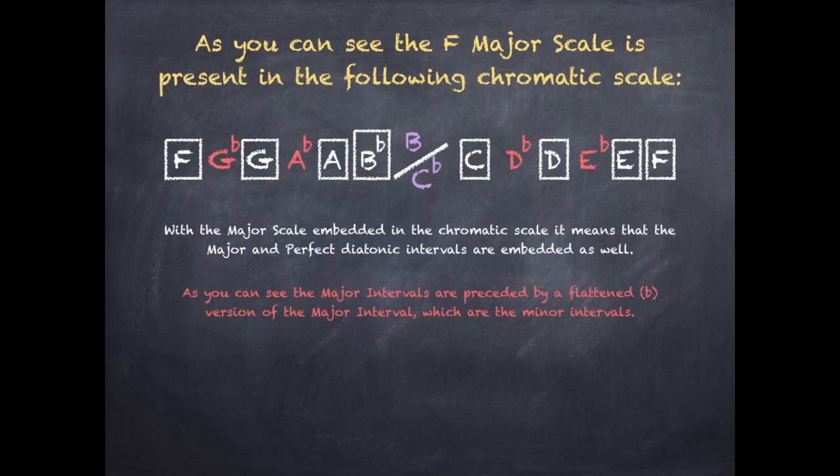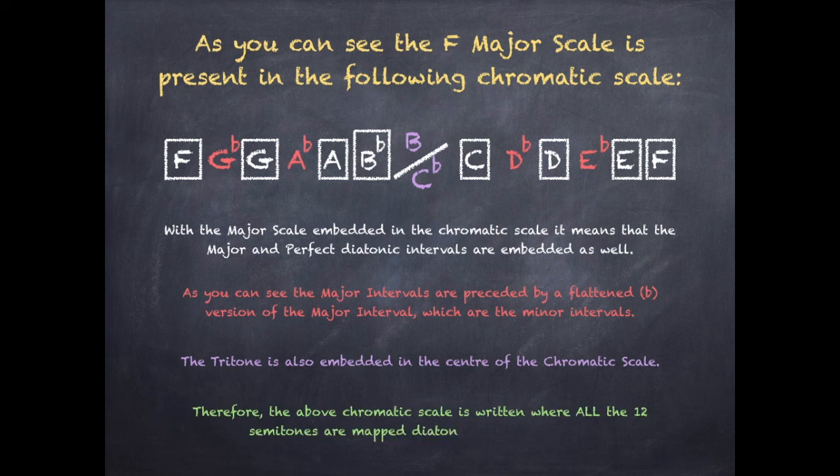F to G is a major second, F to G flat is a minor second. F to A is a major third, F to A flat is a minor third. F to D is a major sixth, F to D flat is a minor sixth. F to E is a major seventh, F to E flat is a minor seventh. The tritone is also embedded in the center of the chromatic scale, which is the B or C flat.